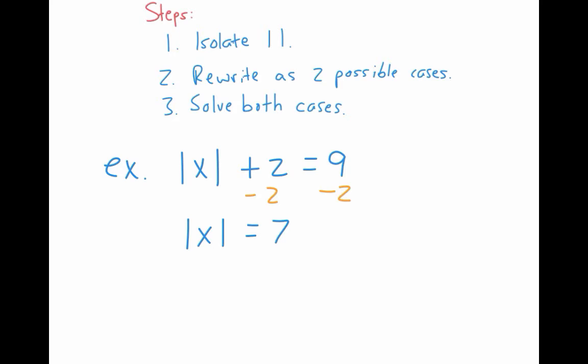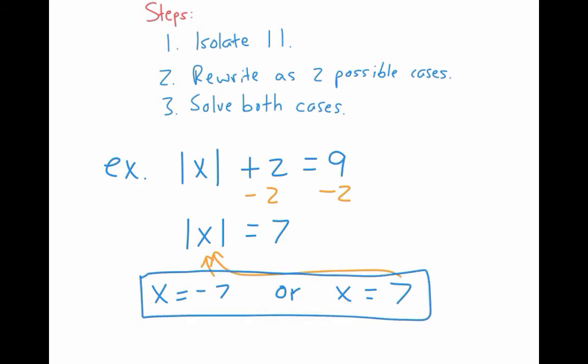Agreed? Now this is the point where we can split this into two problems, because we know x could be negative 7. Agreed? If I put a negative 7 in right there, it'd give me positive 7 for an answer. Or x could be a positive 7, because absolute value of positive 7 is 7. Good? So we're actually done. We don't have to do the solve both cases, step 3, because it's already solved for x. So in my original equation, we could put a 7 right here, and it would give me a 9 for an answer, or we could put in a negative 7 for x.